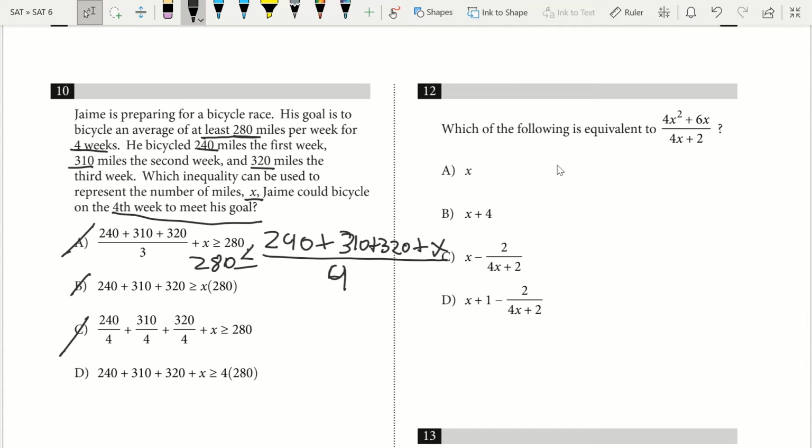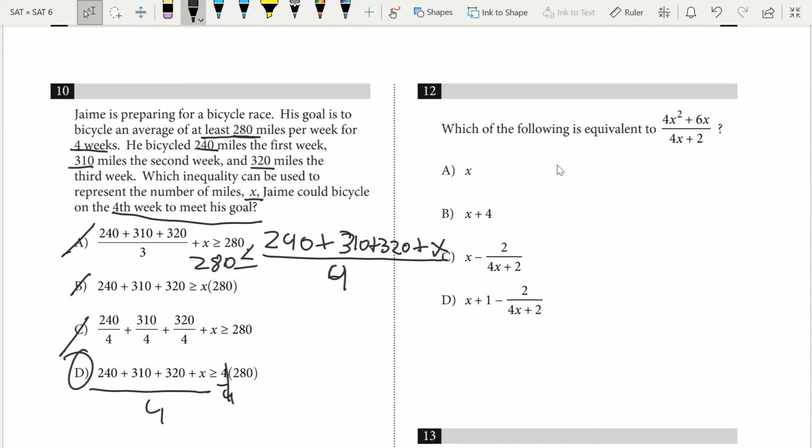We look at equation D, and we don't see immediately that it's over 4, but if we look on the right side, we see that it has 4 times 280, and if we divide by 4 on each side, we get our equation that we wrote. So now we can go ahead and circle D as our answer.